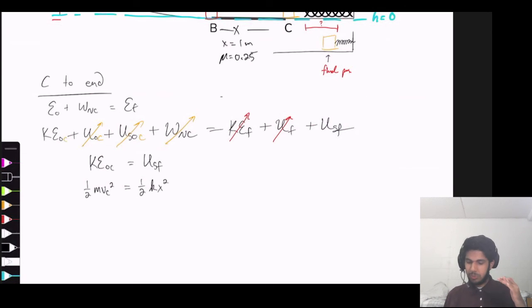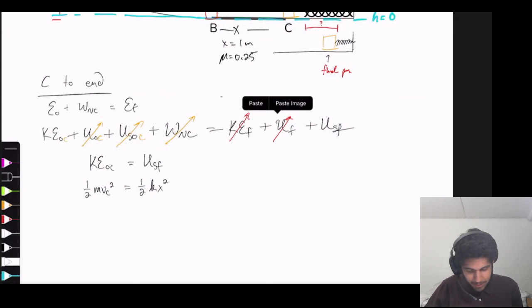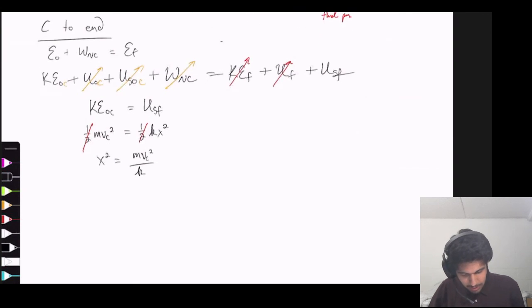And now finally we're getting somewhere, because this x is really what we're trying to solve for. That is the displacement from equilibrium, the compression distance. That is this mysterious question mark quantity that we're trying to solve for. So let's try to solve for x here. We see that there's a half on both sides, so those cancel. We get x squared equals m v_c squared over k. So that means x is equal to the square root of m v_c squared over k.